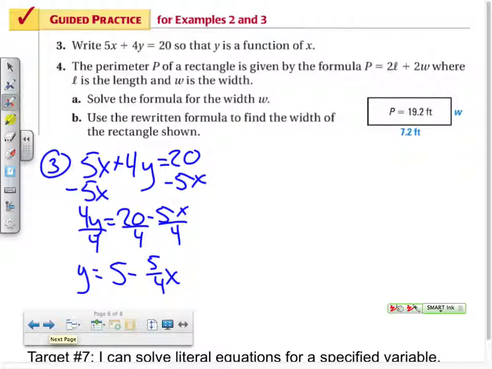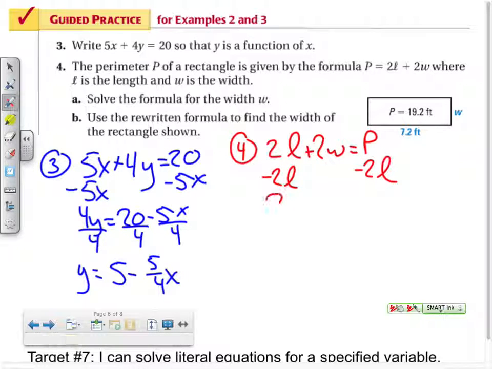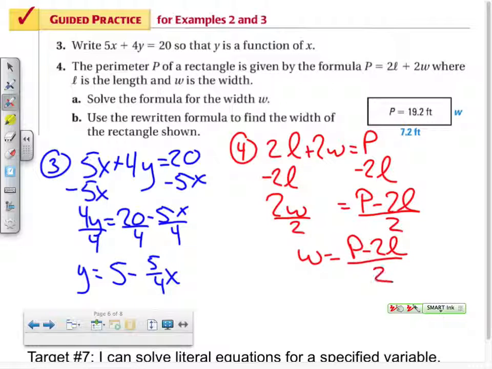For number 4, the perimeter is given by the formula P equals 2L plus 2W. Solve the formula for W. All right, we'll start. If we're solving for W, we'll get rid of the 2L. So 2W equals P minus 2L. I don't know what that is. It's a literal equation, so we just need to write it literally, as you see it, P minus 2L. Divide by 2. You can divide in P, so you can divide the whole thing. W equals P minus 2L over 2.